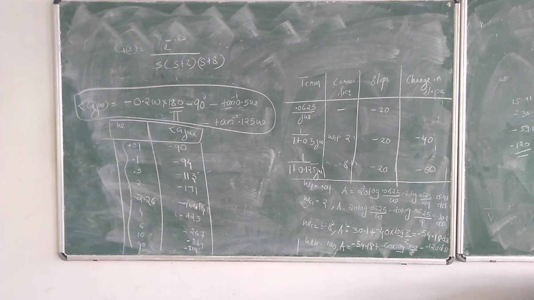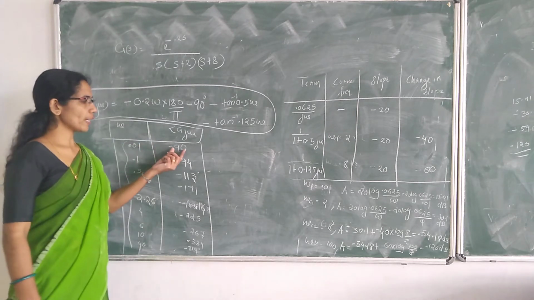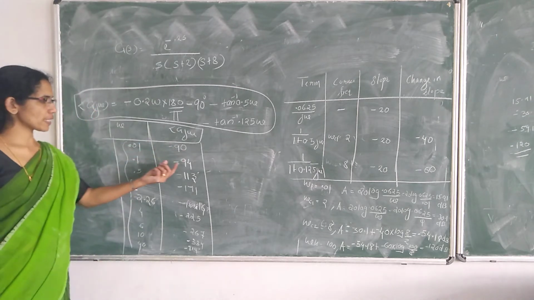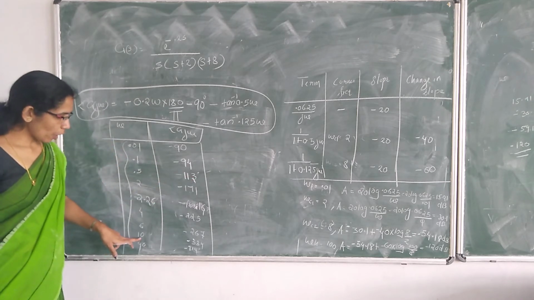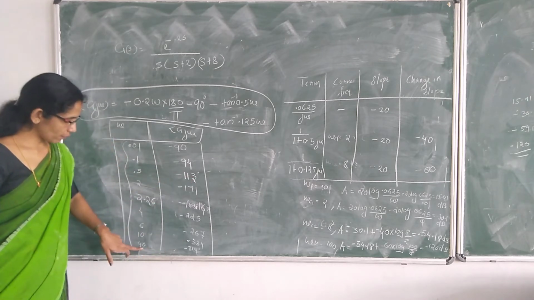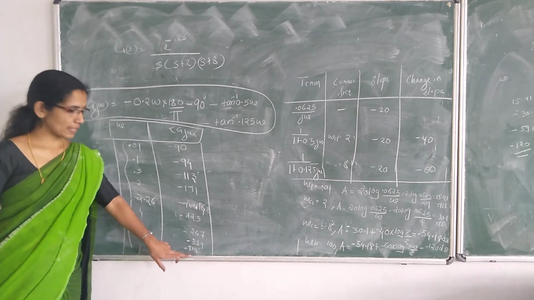Vary omega from omega L to omega h. At omega equal to 0.01 it is minus 90, at 0.1 it is minus 94, at 0.5 it is minus 130, etc., up to omega equal to 10 it is minus 334, and at 40 it is minus 1714.